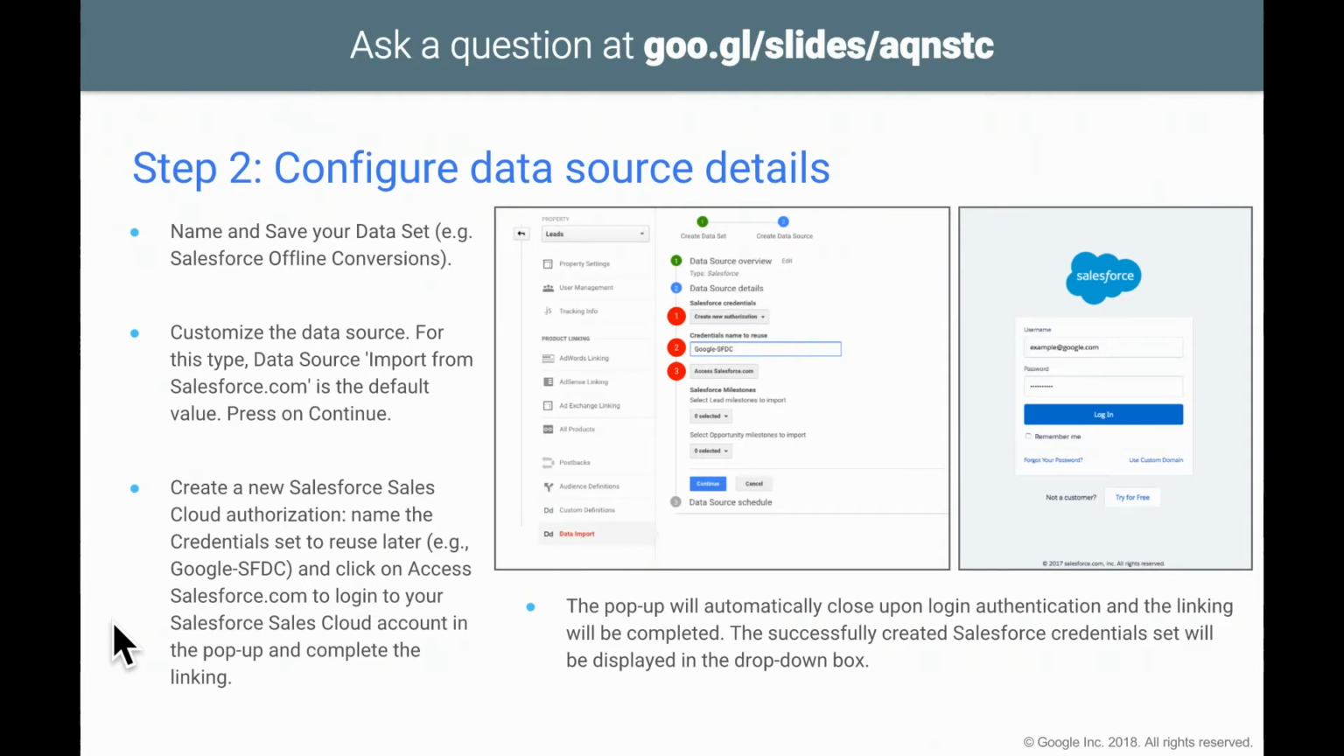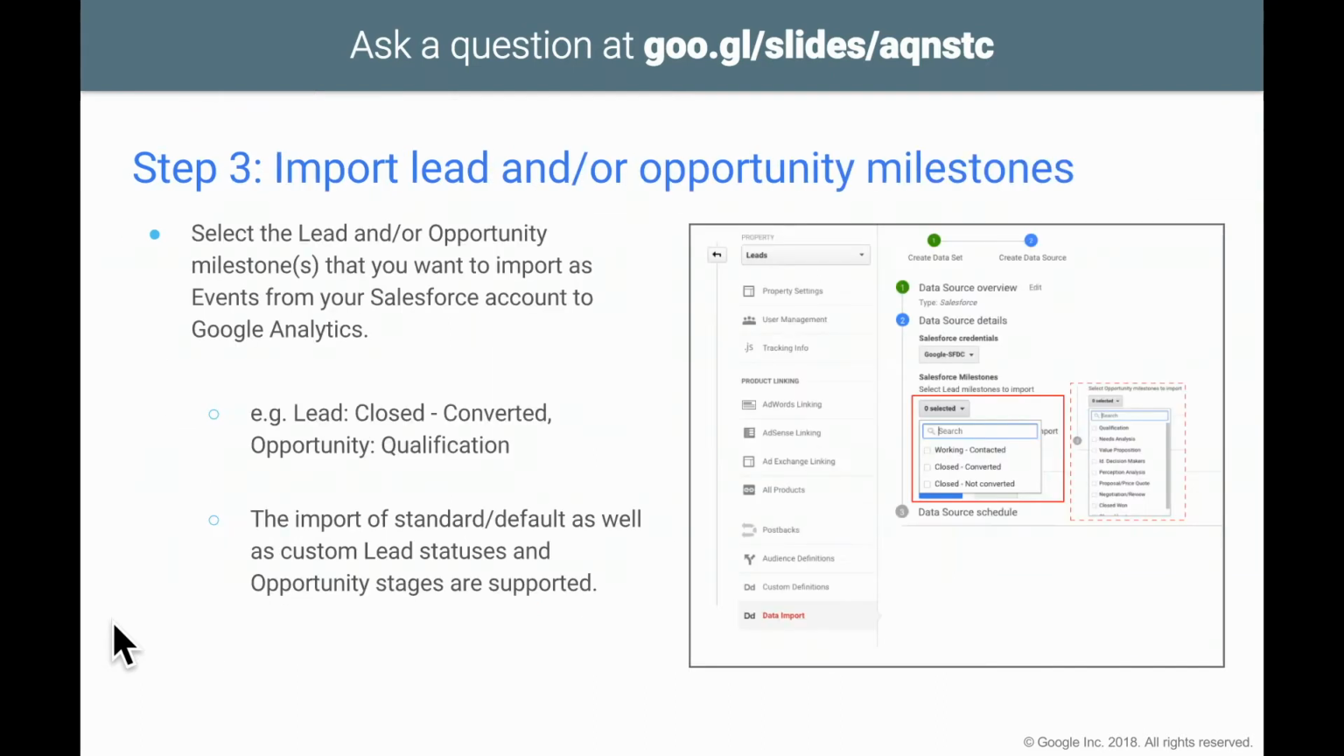And then the third step, you need to create Salesforce Sales Cloud authorization. You can actually create multiple authorizations. So if you do have credentials to multiple Salesforce Sales Cloud accounts, you can set multiple up and that won't be any issue. You'll just save multiple sets of credentials. As you saw in the video earlier, once you walk through this step, you'll get a Salesforce pop-up to log you in. And then upon authentication, it'll automatically close and the linking will be completed. So then you officially have your data source set up and your linking complete.